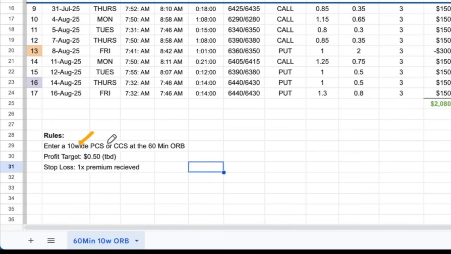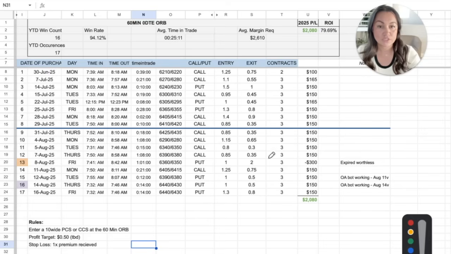Enter a 10 wide put credit spread or call credit spread on SPX at the 60-minute breakout. I'm using a 50-cent profit target and I'm using a 1 times the premium received stop loss. Or 100%, right? If I take in $1, I'm stopping out at $2. If I take in $1.30, I'm stopping out at $2.60.